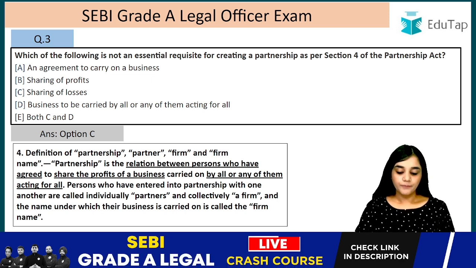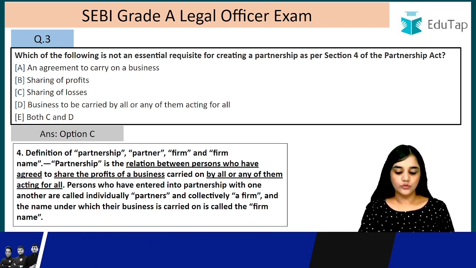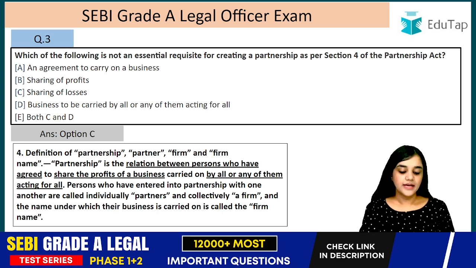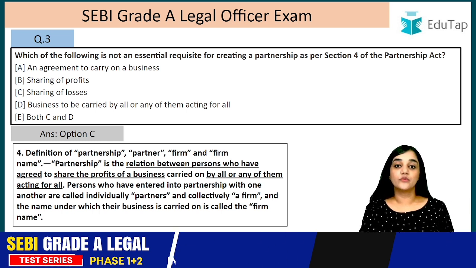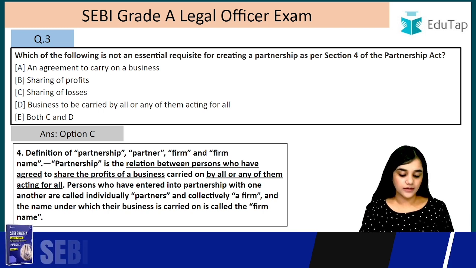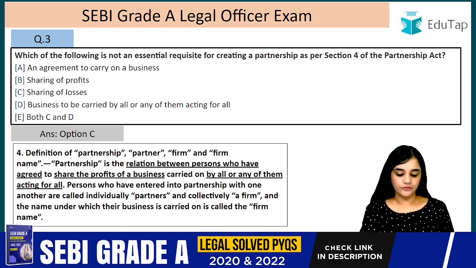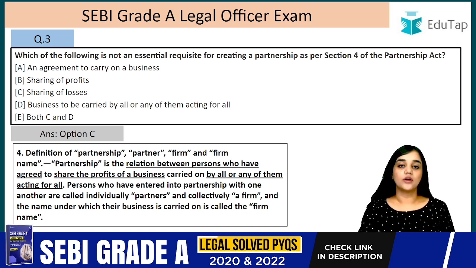Now let's read it. Partnership is the relationship between the persons who have agreed to share the profits of a business carried on by all or any of them acting for all. Persons who have entered into a partnership with one another are called individually partners. Individually they are termed as what? They are termed as partners, and collectively they are called what? A firm. And the name under which their business is carried on is called the firm name.